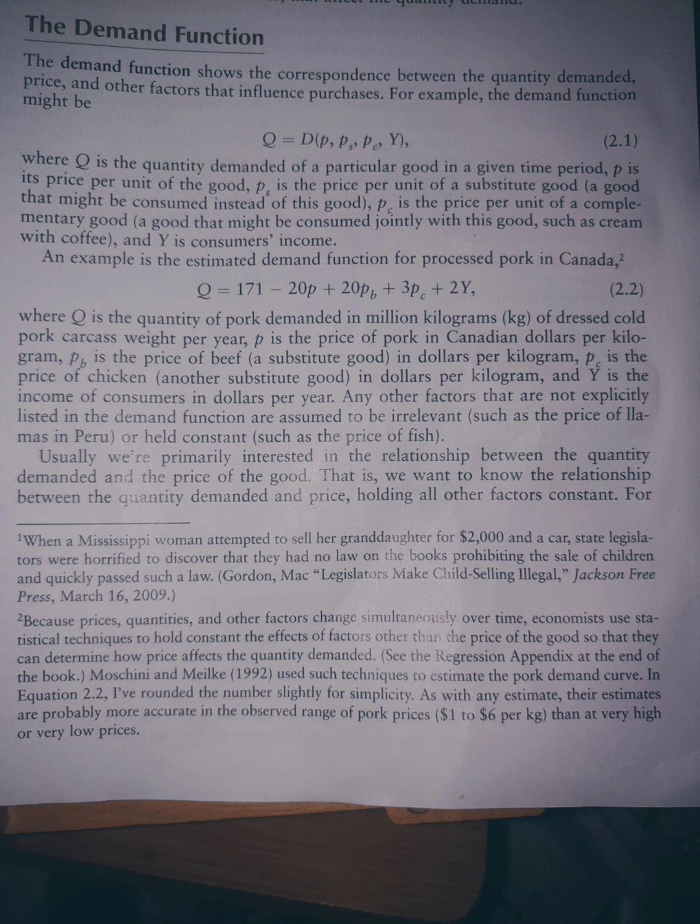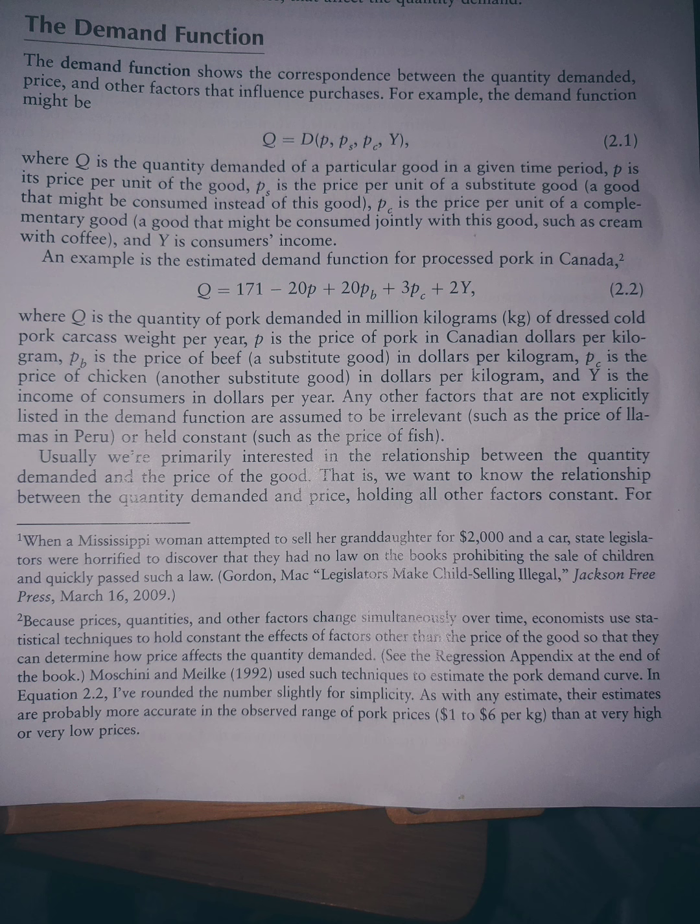P sub S is the price per unit of a substitute good, a good that might be consumed instead of this good. P sub C is the price per unit of a complementary good, a good that might be consumed jointly with this good, such as cream with coffee. And Y is consumer's income.